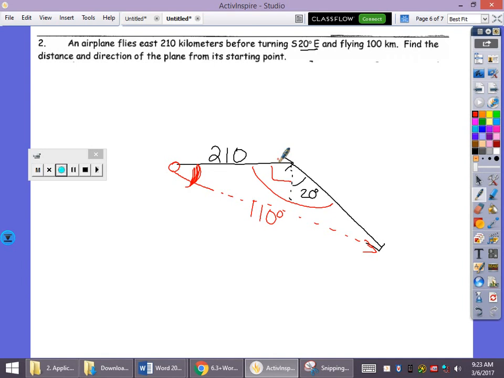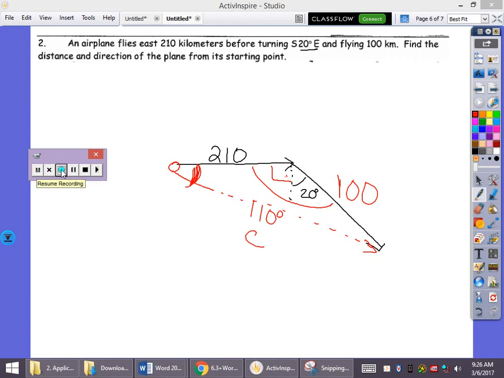And by the way, I cannot use Pythagorean theorem, and I cannot use SOHCAHTOA. Why? Not a right triangle. What am I going to use? Law of sines, law of cosines. More specifically, I'm going to use law of cosines because I do not have an angle-side pair. I don't know either of these angles, and the only angle I do know, I don't know its side. So you're going to do law of cosines. Go ahead.